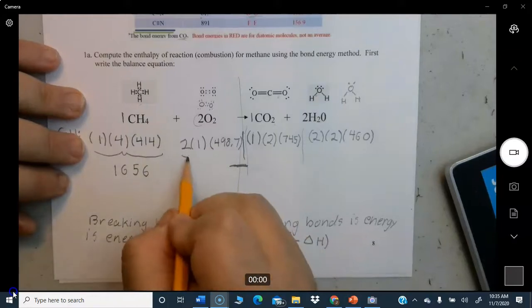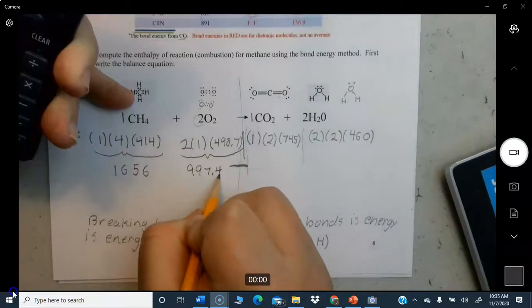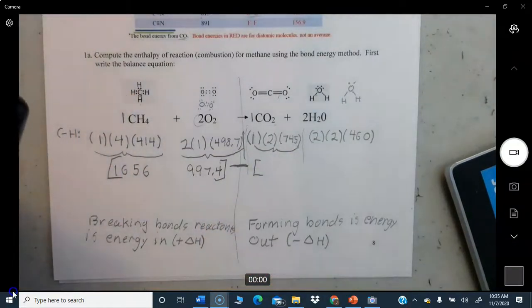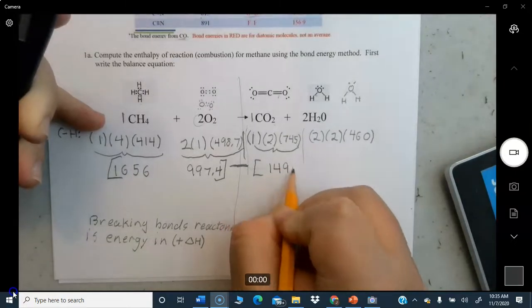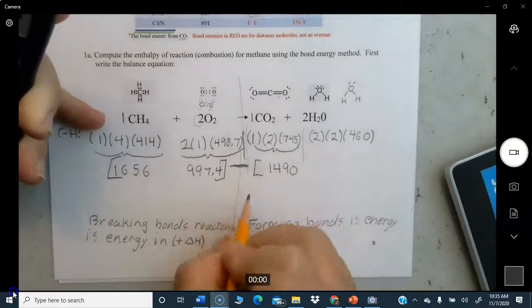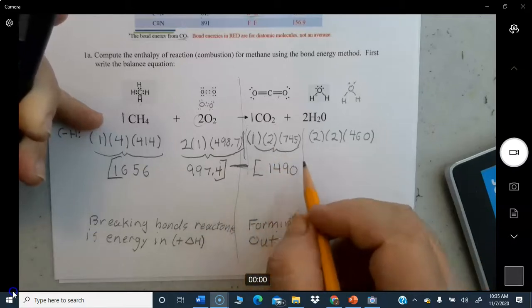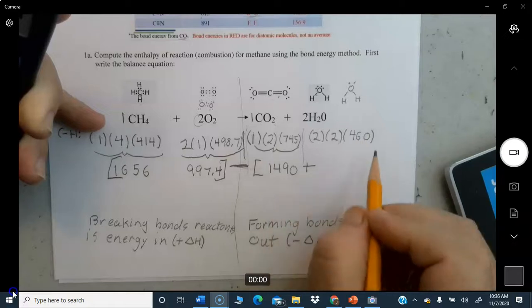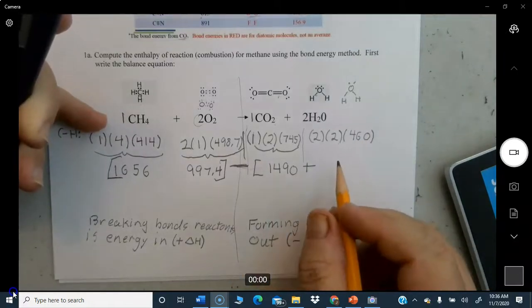Okay, so let's go ahead then and finish doing our math here. Over here we have this one, and that's going to be 1490. I'm writing it as a positive number, but this negative sign is outside the bracket, so it's really a negative number as we said. So that's negative 1490. And 4 times 460 is going to be 1840.